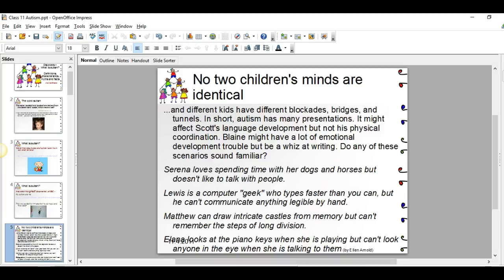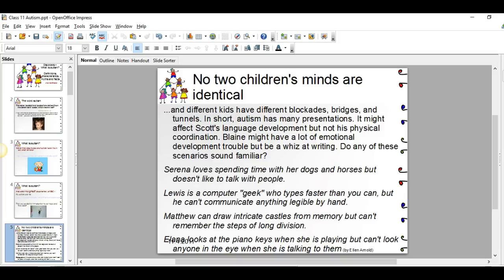Serena loves spending time with her dogs and horses, but doesn't like to talk with people. Louis is a computer geek who types faster than you can, but he can't communicate anything legible by hand. Matthew can draw intricate castles from memory, but can't remember the steps in long division. Alina looks at the piano keys when she's playing, but can't look anyone in the eye when she's talking to them.